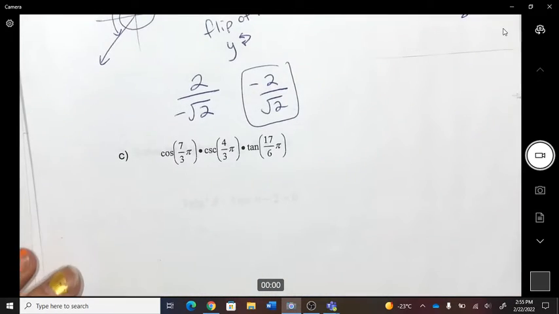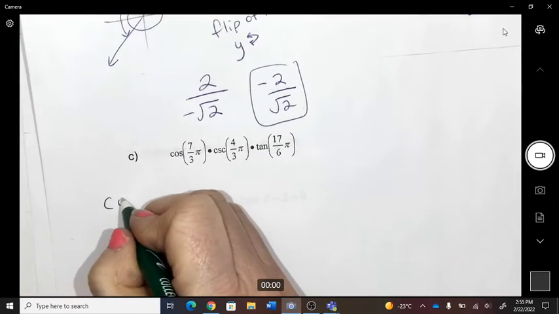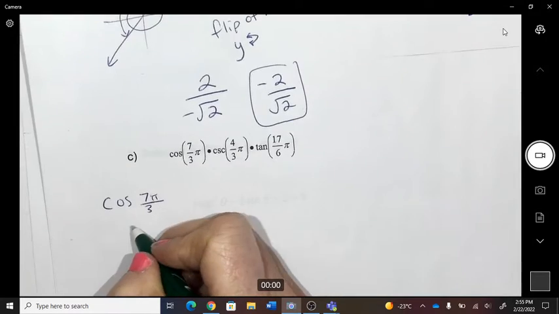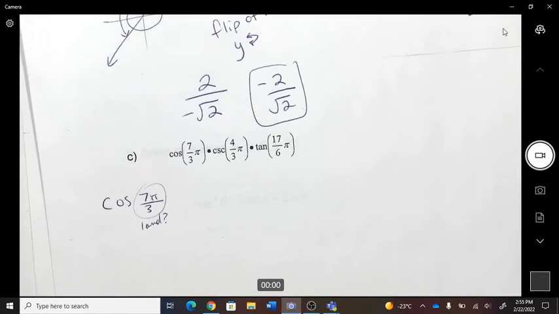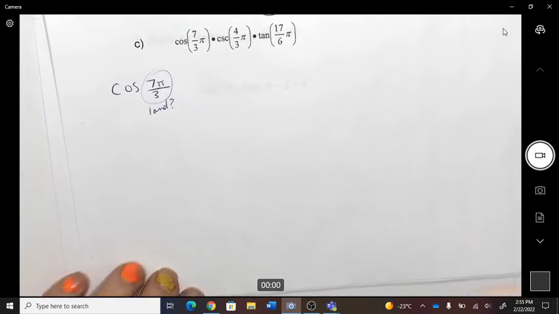Okay, question C. We have 3 things. We can get them all, and then we'll have to do the math here. So cos of 7 pi over 3. Okay, where do you land here? That's my first idea. Where am I going to land? 7 pi over 3. What do you think?